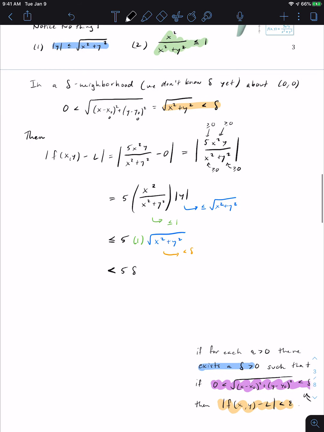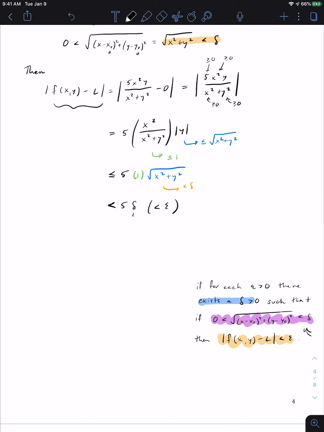And remember, what was our goal? Our goal was to say, okay, if I'm in this neighborhood, then this whole thing right here is less than epsilon. So in the back of my mind, I wanted that less than epsilon. Because I know this whole thing is less than 5 delta, I'll put it right here: let delta equal epsilon over 5.